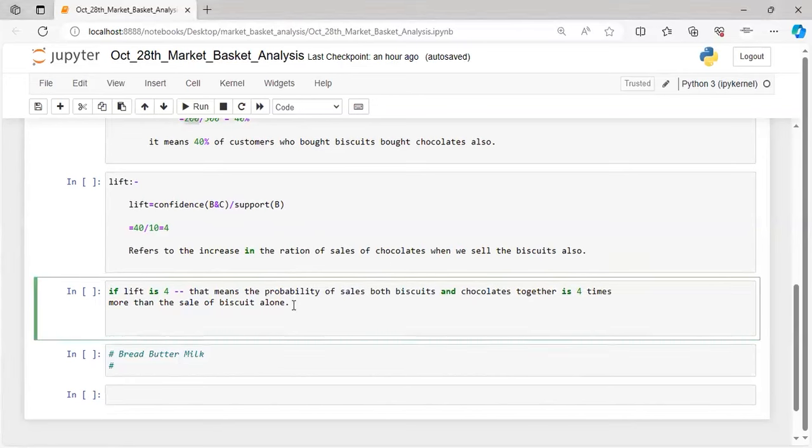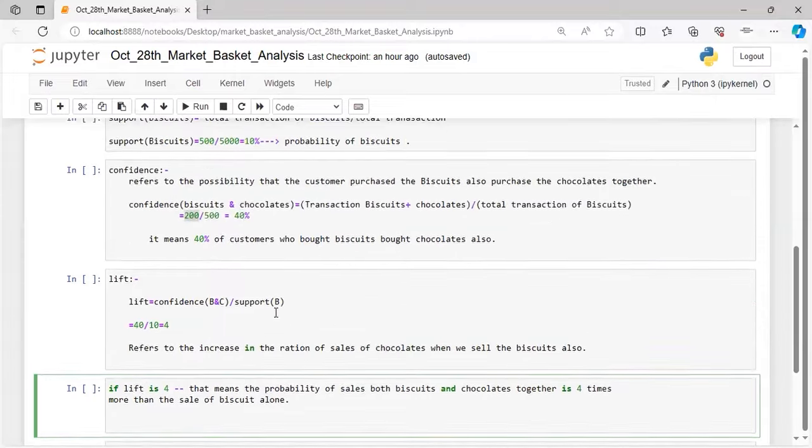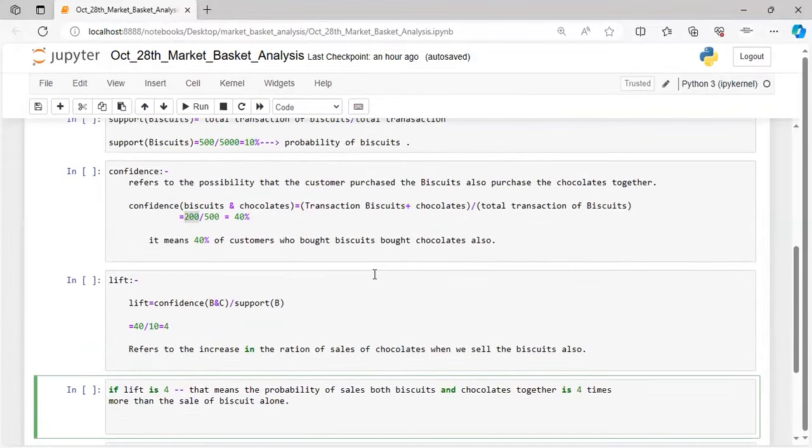Okay. Yes, we are finding the combination. Suppose you are giving the ad of biscuit, so you want to give the ad along with the chocolate also, because here you are finding the lift value is 4. So 800 have bought chocolates, and in those 800, 200 people have bought biscuit also. You can change it. If you want, you can make some changes also.